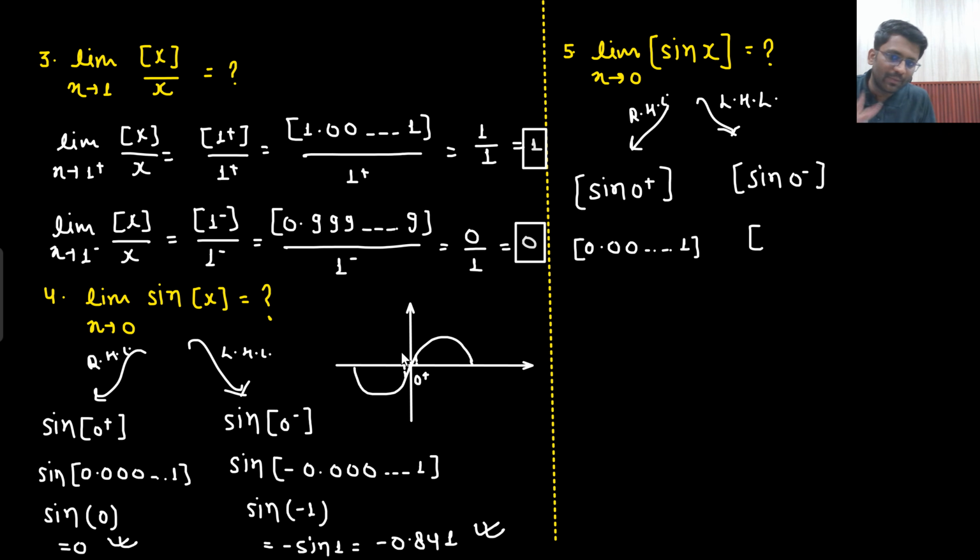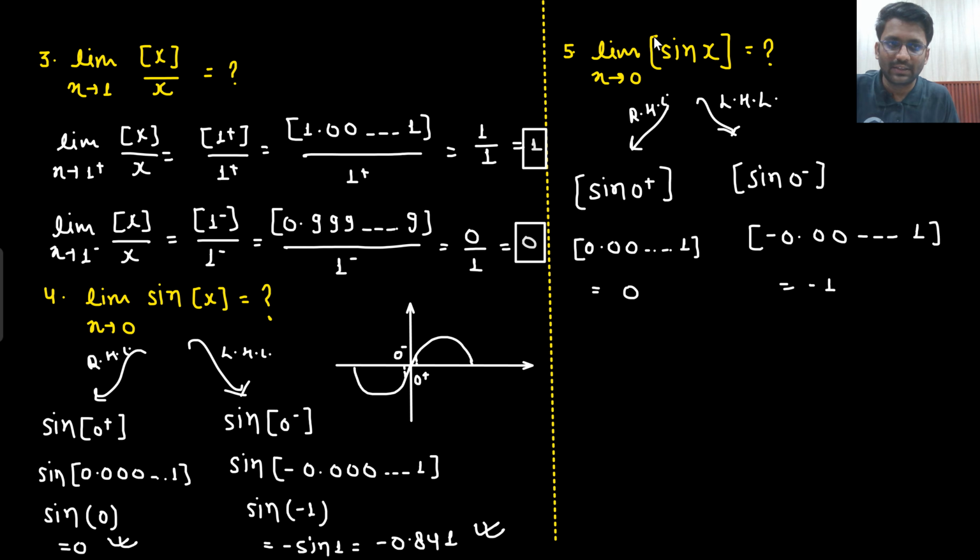And what will be the value of sin 0 minus? I am pretty sure that this value will be nearly around 0, but it will be negative. So this will be minus 0.001. Is that clear to you? What will this be equated to? Just lesser integer, that will be 0. What will this be equated to? Just lesser integer, that is minus 1. So this is what the greatest integer function does.